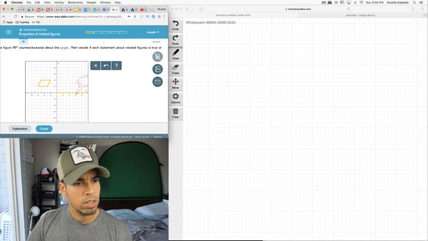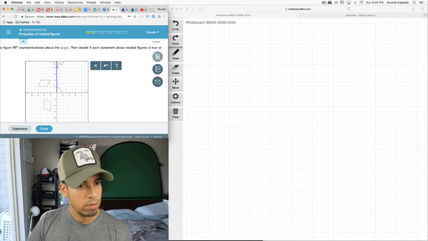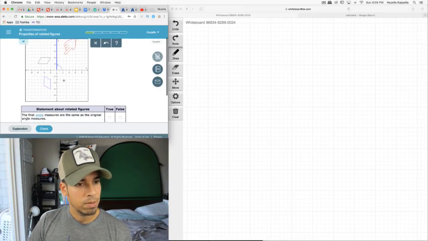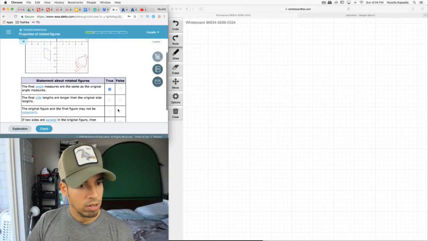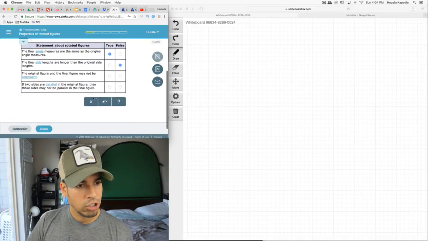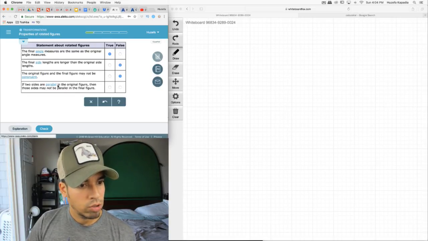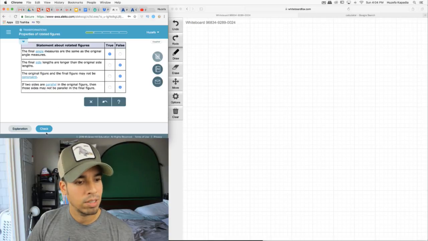Okay, counterclockwise about the origin. This would be counterclockwise, 90 degrees. Boom. Okay. The final angle measures are the same. Yes. Final side lengths are longer. No, nothing changes. The original and final may not be congruent. False. They are congruent. If two sides are parallel in the original, they may not be parallel. That's false. They have to be the same.